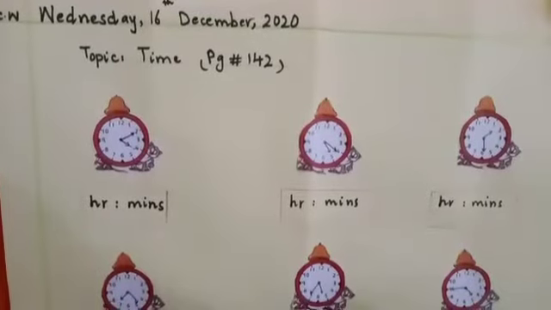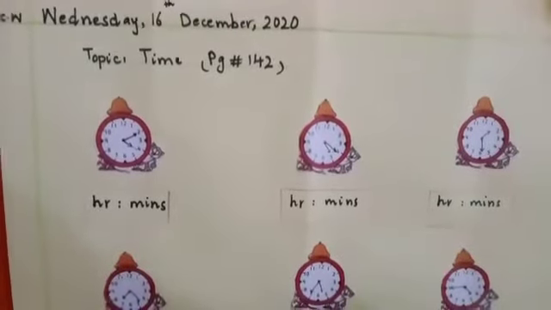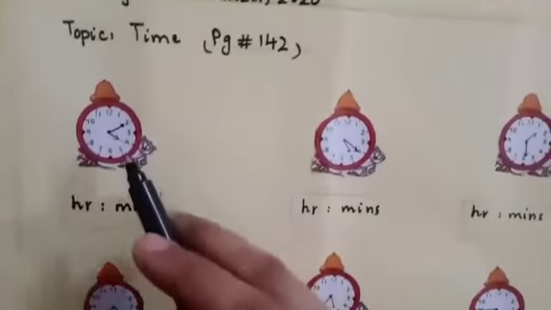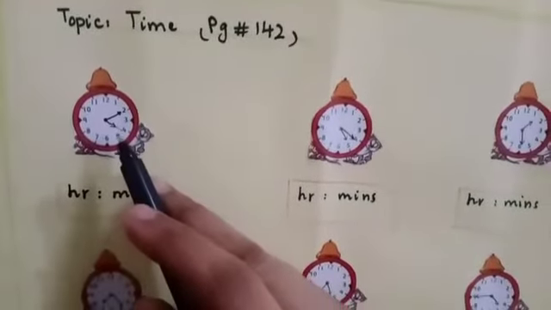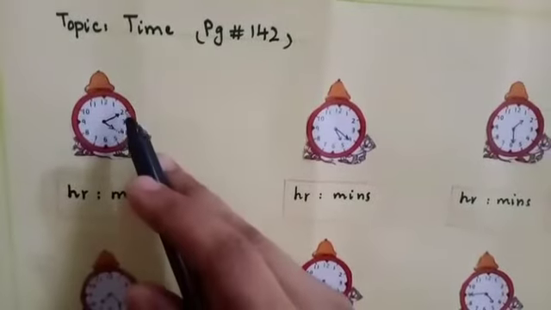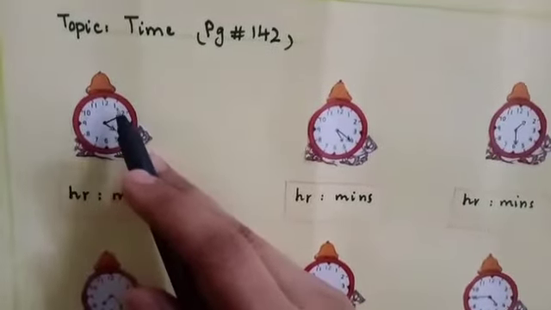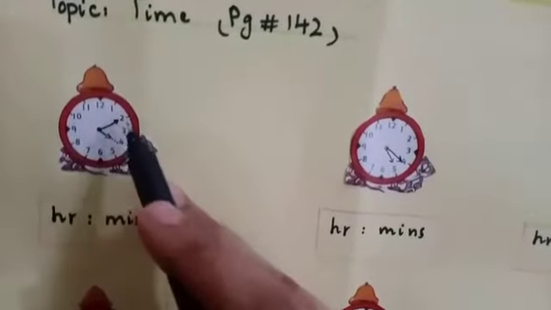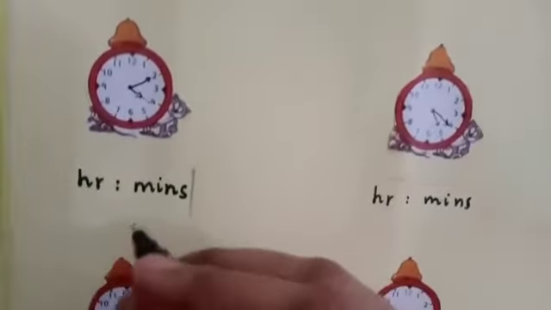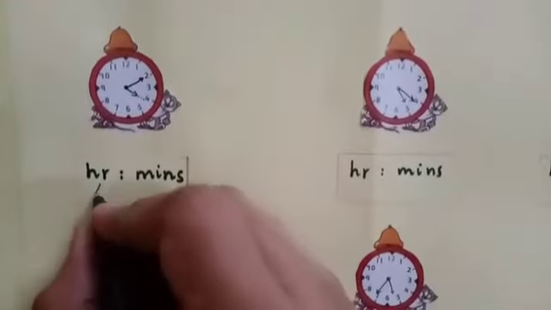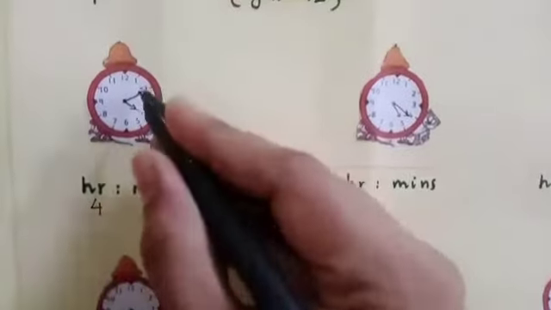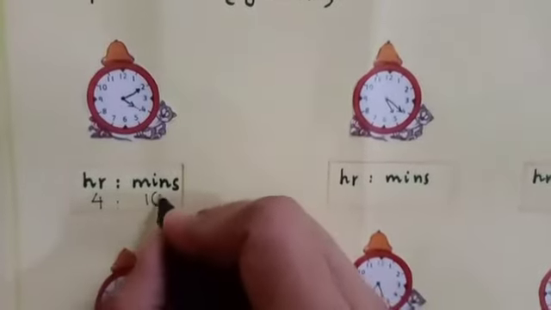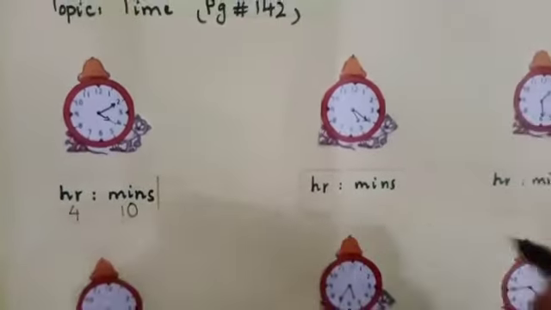Students, open your Countdown books. It's page number 142. Look at these clocks. What time is it? It is 4 hours and 10 minutes. From 12 to 1 it's 5 minutes and 1 to 2 it's 5 minutes. So 5 plus 5 is 10. So the hour is 4. We write here 4 and minutes 10. 4 hours and 10 minutes.